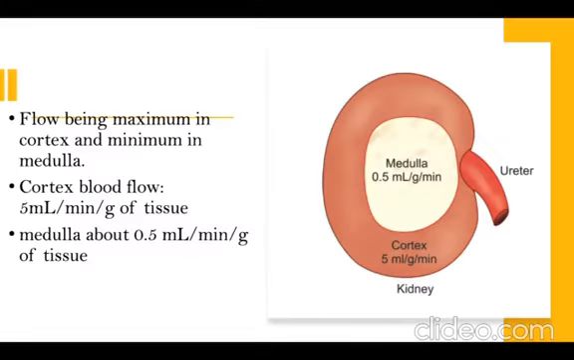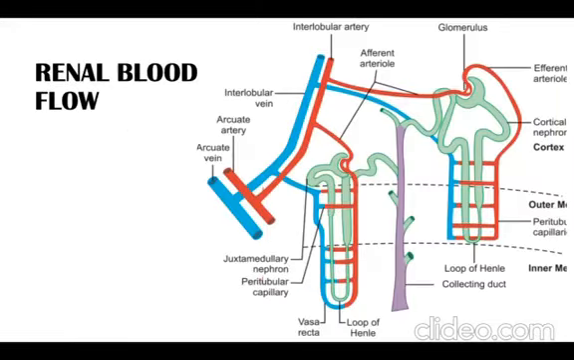So, however, there is differences lah in the regional distribution of renal blood flow, with flow being maximum in the cortex and minimum in the medulla. Medulla about 0.5, cortex about 5. Okay, so here we see the chart of diagram of renal blood flow.